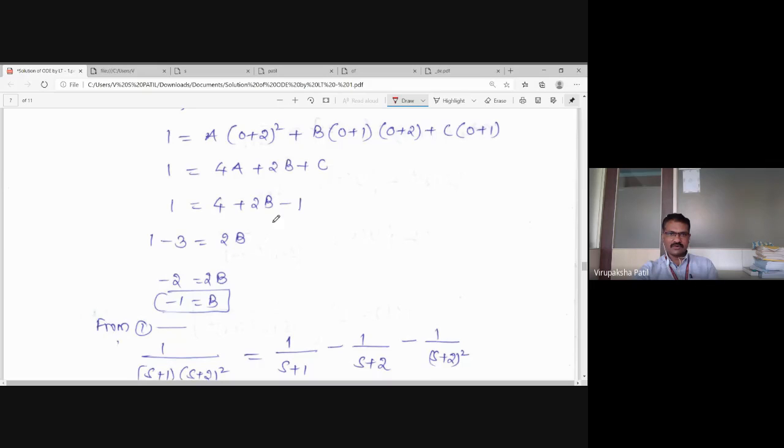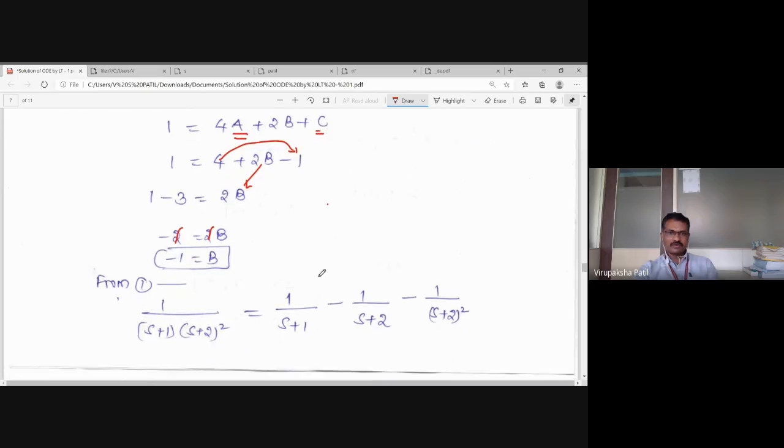Once you got this equation, you already know the value of a. Put a is equal to 1, c is equal to minus 1. So 1 is equal to 4 plus 2b minus 1. So this becomes 4 minus 1 is 3. Take that to this side, that becomes 1 minus 3 is equal to 2b. So you will get minus 2 is equal to 2b. Therefore the 2 cancels, you will get b is equal to minus 1.